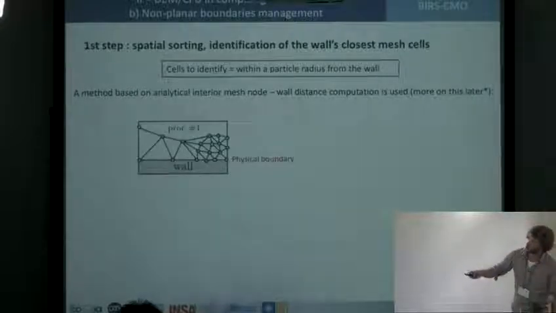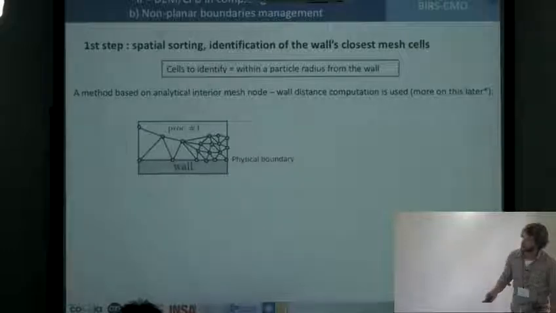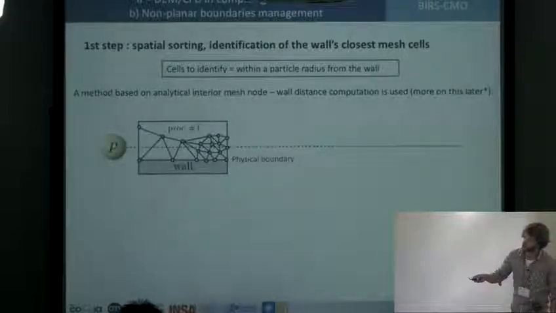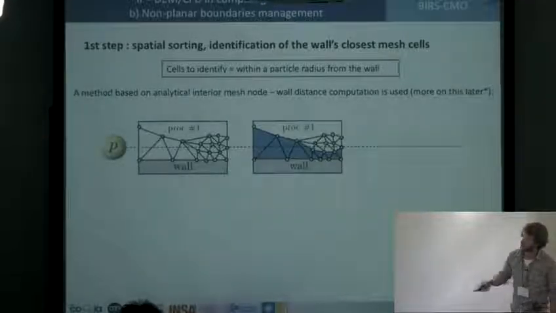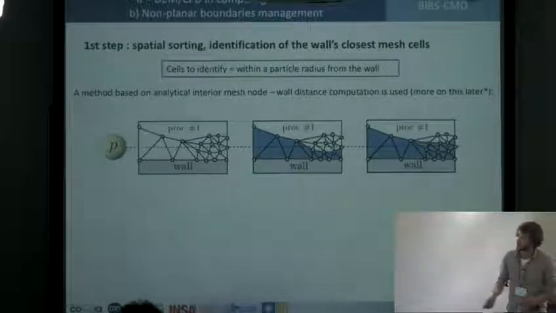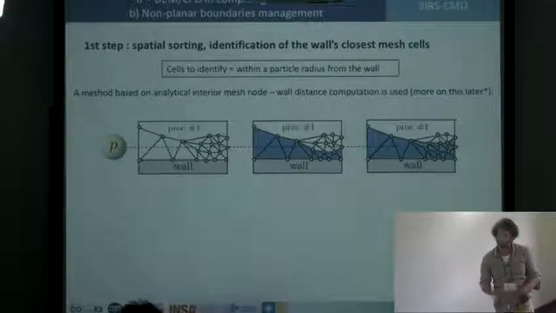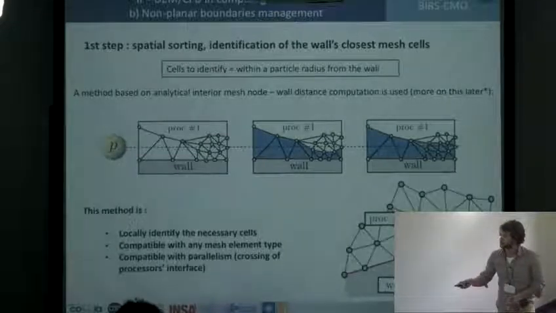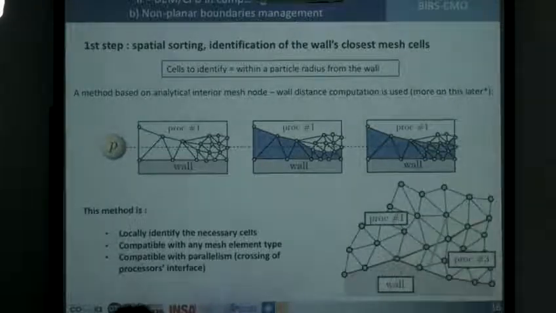Here you can see a near wall region for processor number 1, a physical boundary here in red, and our distance restriction here, which is a particle radius. This method allows us to identify, step by step, only the cells that we need and nothing more. This method is fully compatible with any mesh element types and any kind of parallelism we have to deal with.